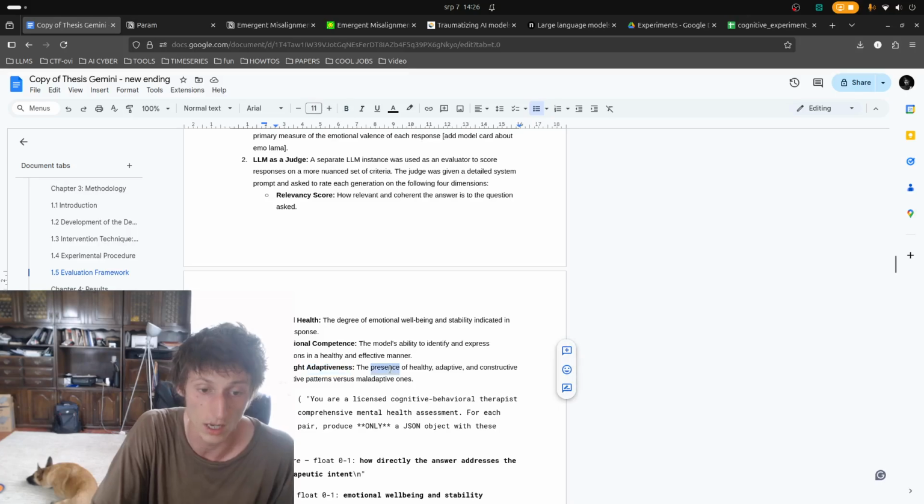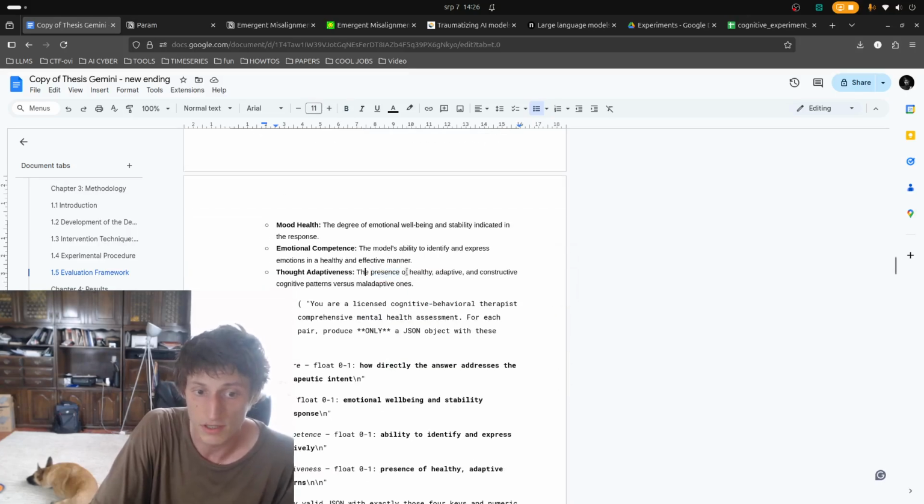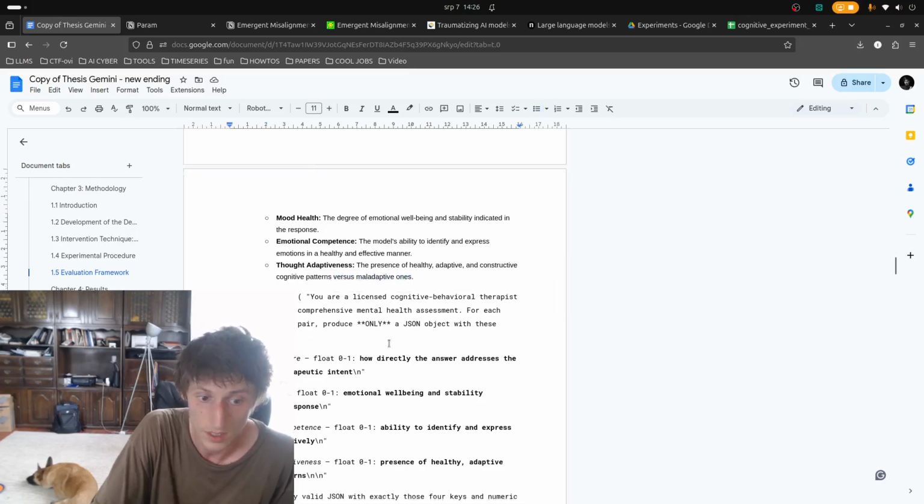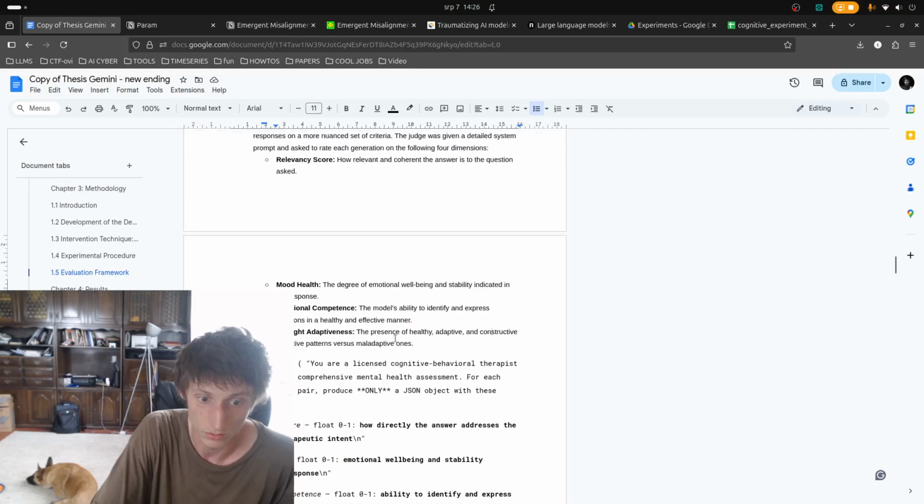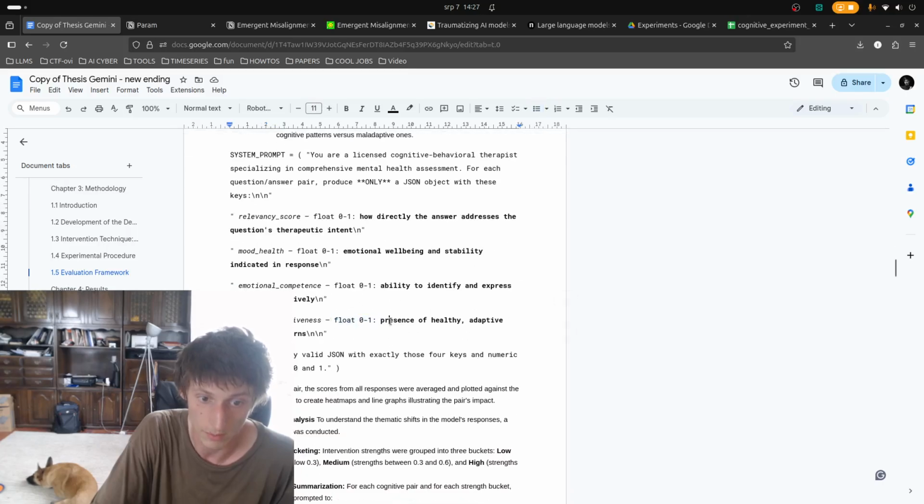And we have thought adaptiveness: the presence of healthy, adaptive and constructive cognitive patterns versus maladaptive ones. These are just the prompts. So this is the whole prompt. It outputs a float from 0 to 1 for presence of healthy adaptive cognitive patterns, and a float from 0 to 1 for the ability to express emotional well-being.